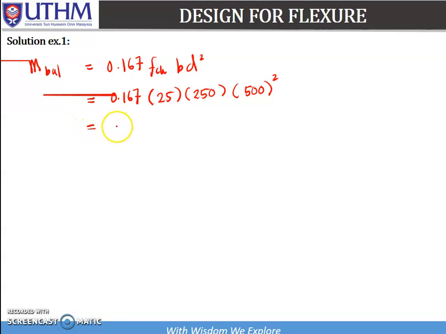Okay, we have 260,937,500 Newton mm. And then to simplify, we just use 261 kilonewton meter.